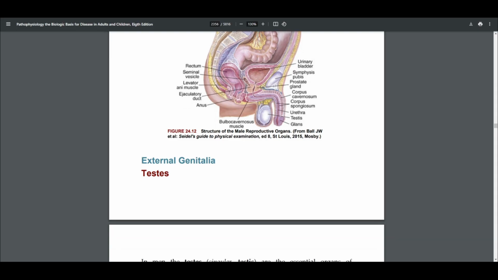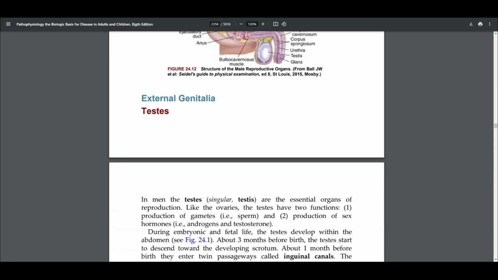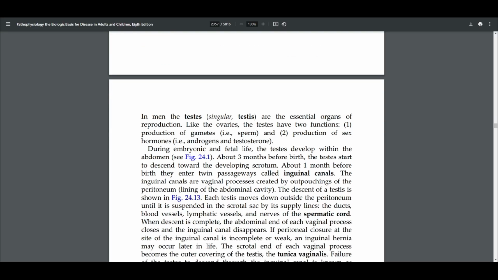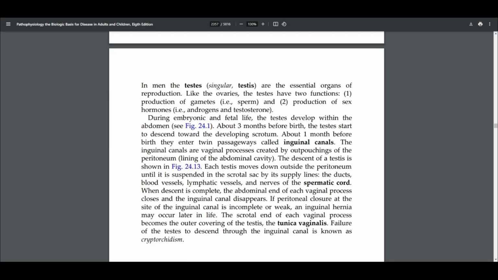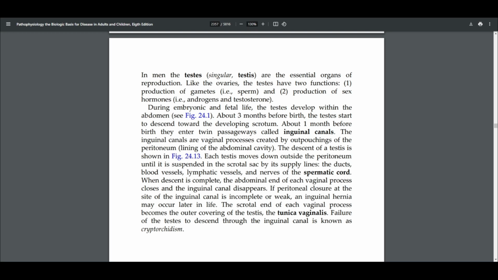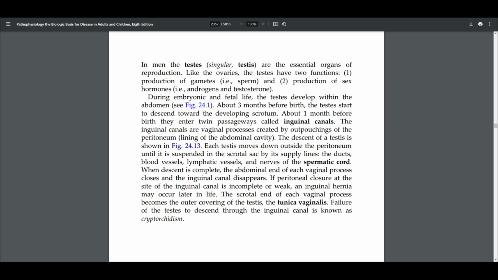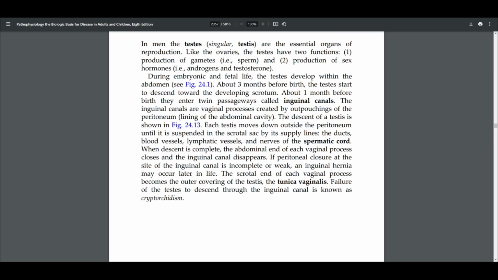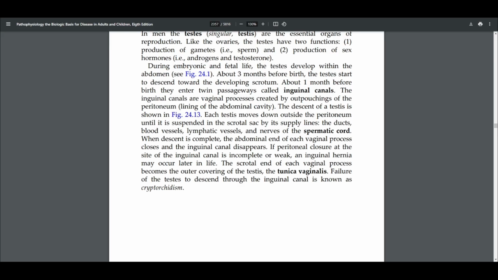The external genitalia, the testes. In men, the testes are the essential organs of reproduction. Like the ovaries, the testes have two functions: production of gametes and production of sex hormones. During the embryonic and fetal life, the testes develop within the abdomen. About 3 months before birth, the testes start to descend toward the developing scrotum. About 1 month before birth, they enter twin passageways called inguinal canals. The inguinal canals are vaginal processes created by outpouchings of the peritoneum. The descent of the testes is shown in the following figure.